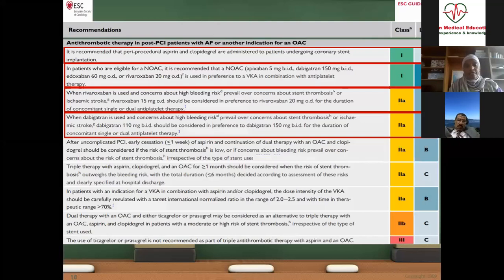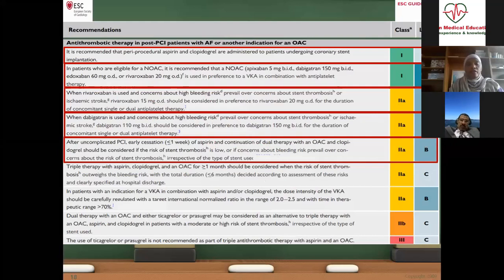And a class 2A recommendation is, when we have a patient who had an uncomplicated PCI, you can stop aspirin in a week and continue with dual therapy, which is a single antiplatelet and an oral anticoagulant, usually clopidogrel, if you are concerned about bleeding and the risk of stent thrombosis is low.